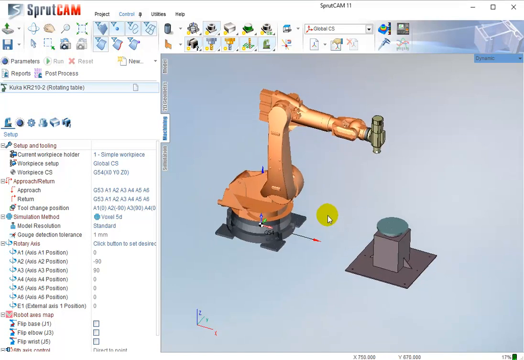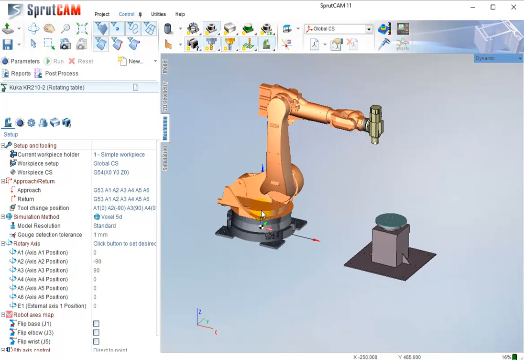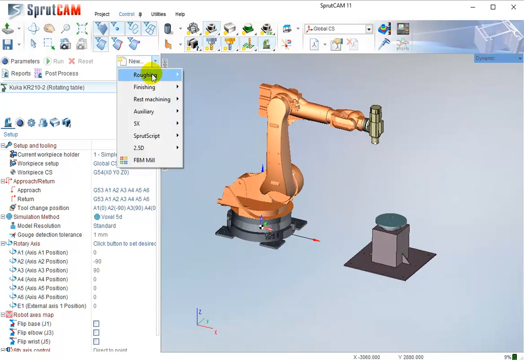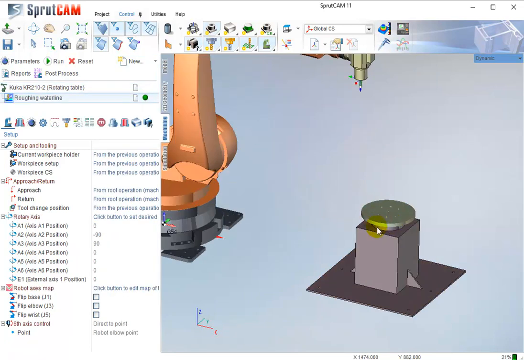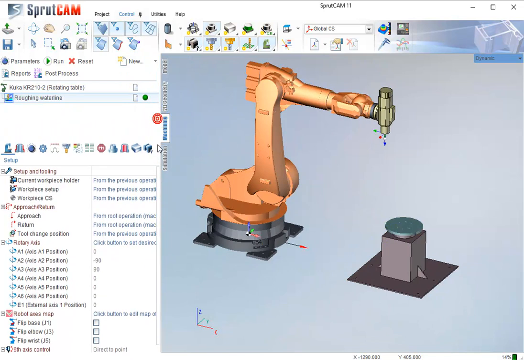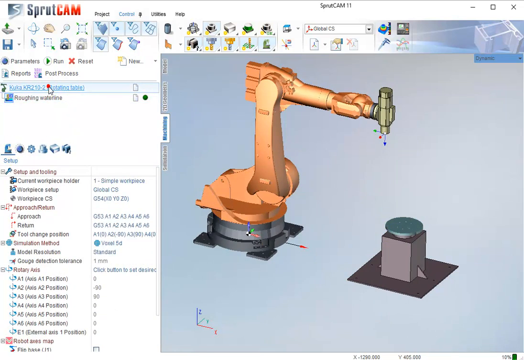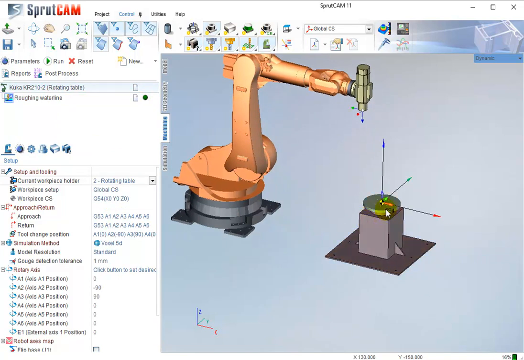Hello, Eric. By default, all robots are tuned in such a way that when we rotate the table, the coordinate system doesn't rotate together with the table. So if I create some operation, after that I go to set the rotating workpiece on the rotating table.